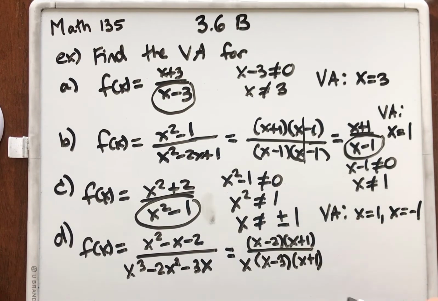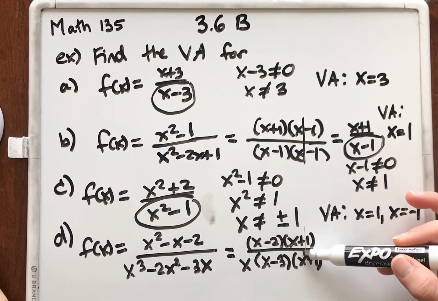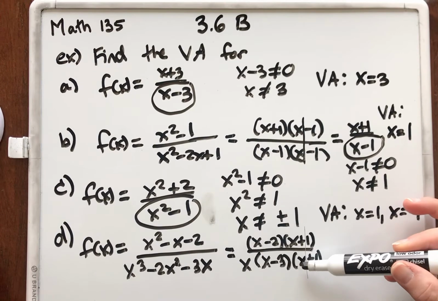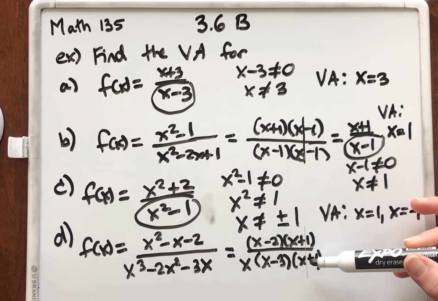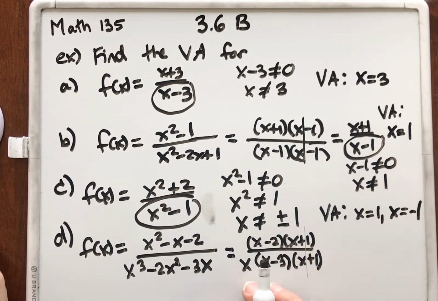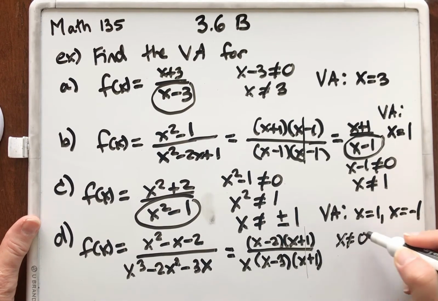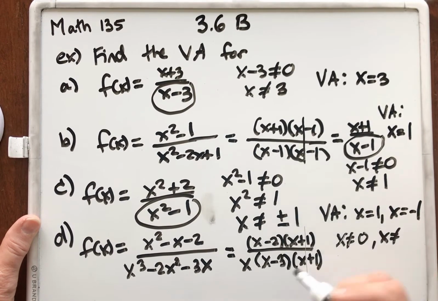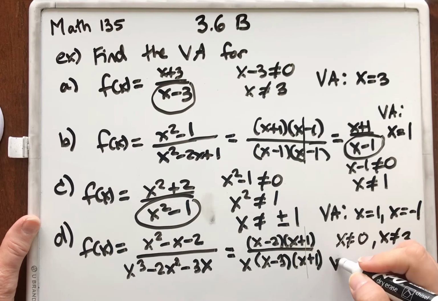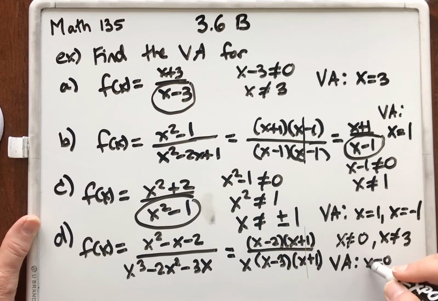All right, so we can see that these are going to cancel right here. Now you may say, well, why can't we say x equals negative 1 to also be a vertical asymptote? And I'm going to show you that in a minute. But canceling this out, we have these right here. So we know x cannot equal 0 and x cannot equal 3. So our vertical asymptotes for this problem are x equals 0 and x equals 3.